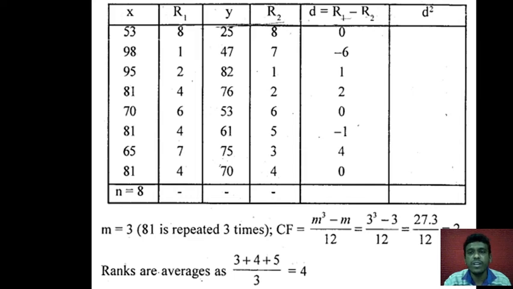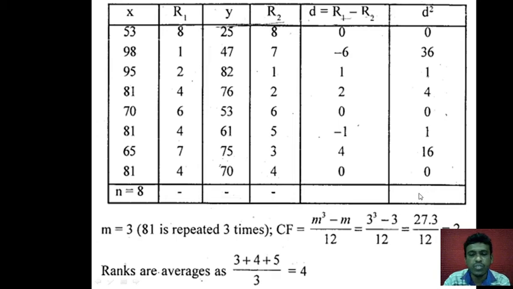Then D square, that is D into D, you find out, you will get these values, that is minus 6 into minus 6, minus into minus 6, plus 6 into 6 is 36. So this is how you find out. And then next one is you have to find out summation D square. So summation D square is add up all this, you will get summation D square.